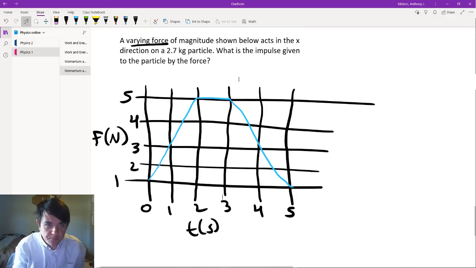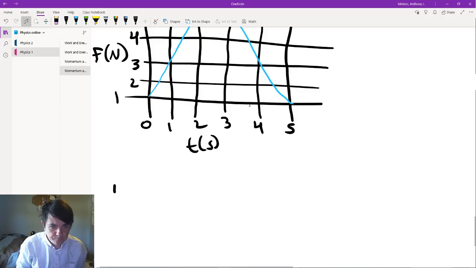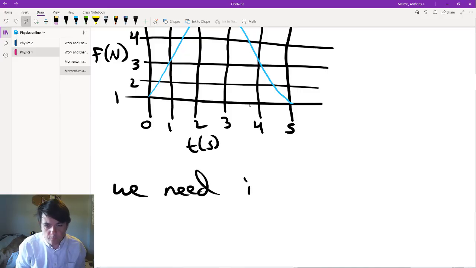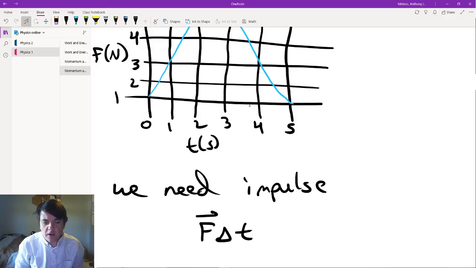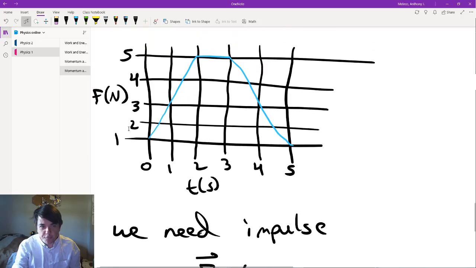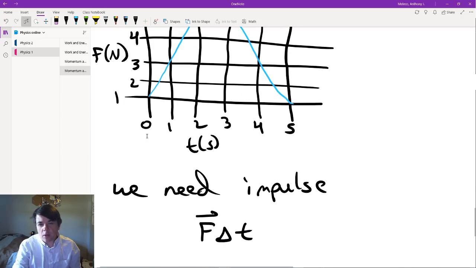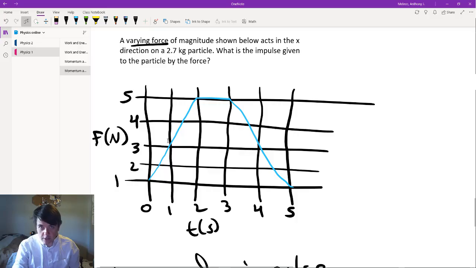Okay, so we need impulse, right? And again, impulse is force times time. And we actually have these, right? We have the force numbers and we have the time. But here's the thing. Because it's varying, to get the actual impulse, you'd have to take how much force is at this point, like right here, this little section, multiplied by the time duration, then do it here, and here, and here, and we'd have to add up all of those little points.